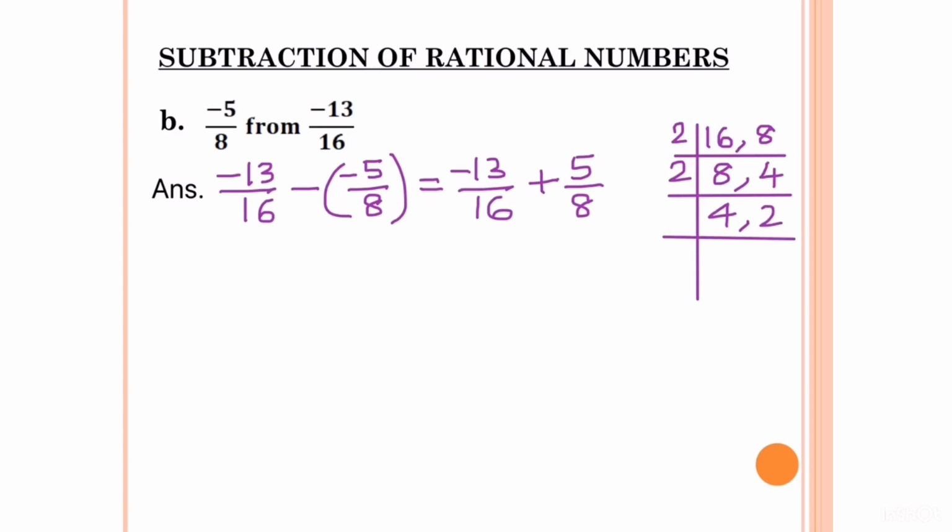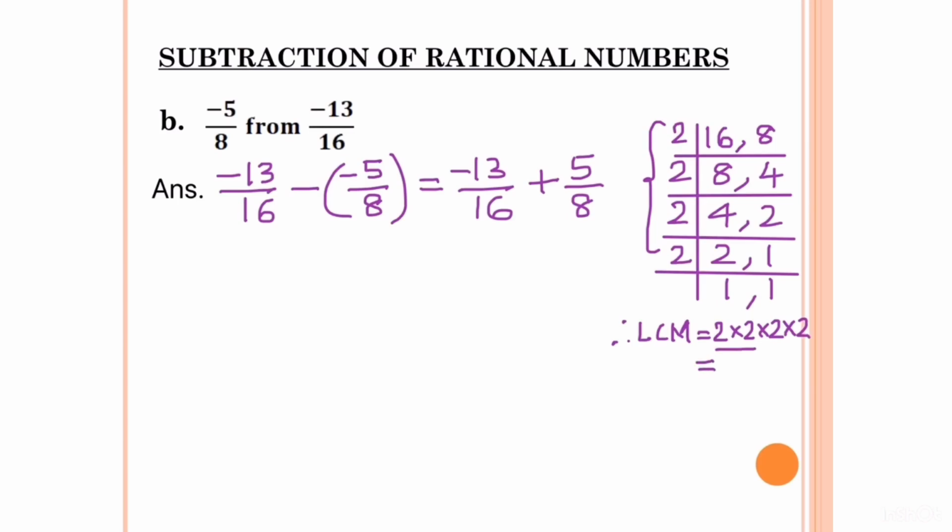Again 4 and 2 are divisible by 2. So 2 times 2 is 4. 2 times 1 is 2. And now 2 times 1 is 2. We write 1 as it is. Therefore, LCM is equal to multiplying these factors, 2 times 2 times 2 times 2, which is equal to 2 times 2 is 4, 4 times 2 is 8, 8 times 2 is 16.